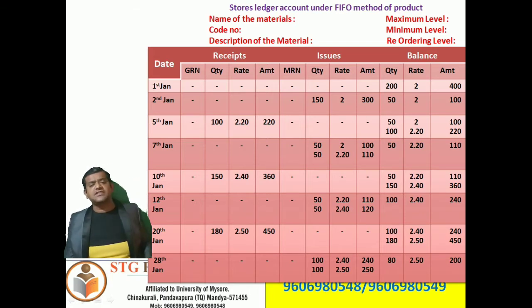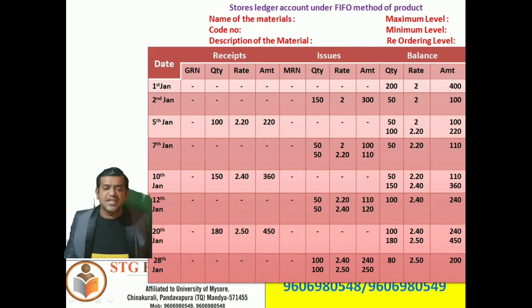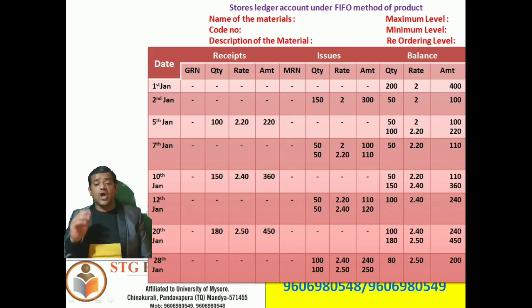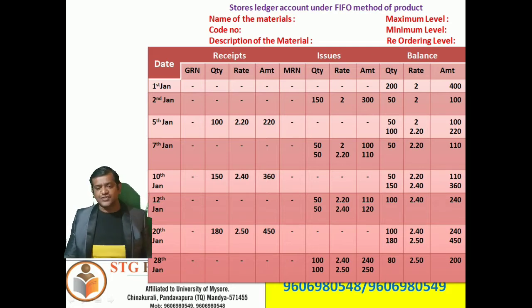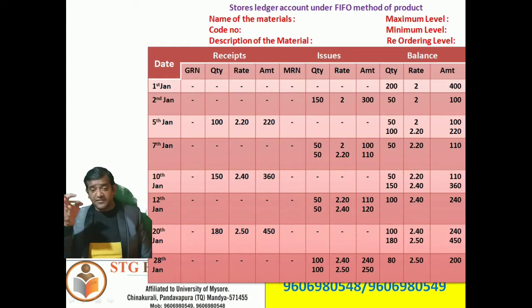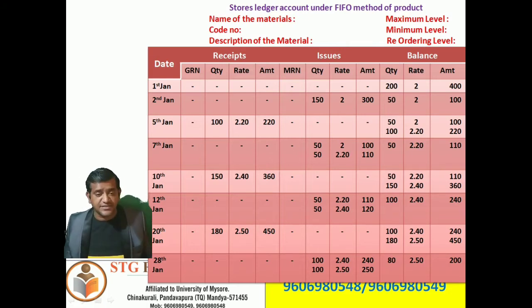On 10th January, 150 units have been received. Clear? Under the receipt column, quantity 150 at the rate of 2.40, so the amount comes to 360 rupees. Issues will be nil, dashes, and the balance will be 50 into 2.20, that is 110 rupees, then 150 into 2.40, that is 360 rupees.